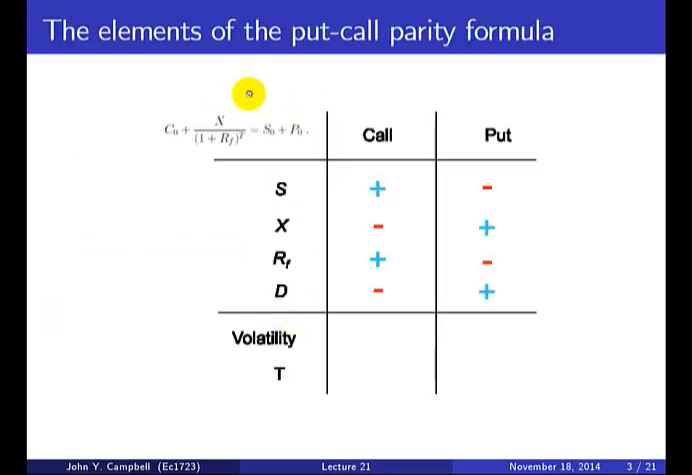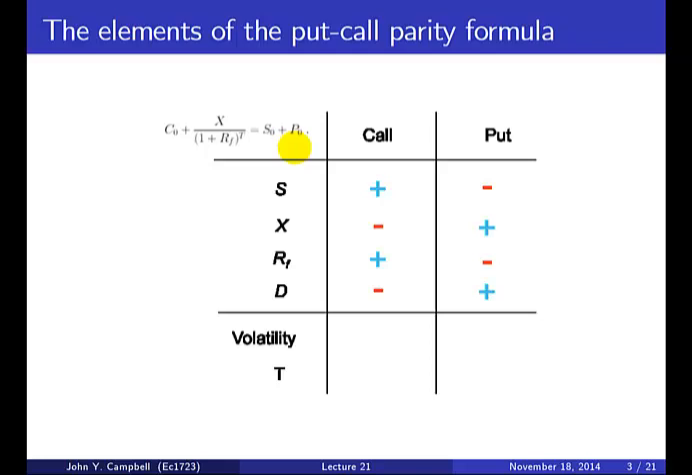So let's recall the elements of the put-call parity formula. I've written the formula up here on the left. It says that the price of a call plus the discounted exercise price has to equal the price of the stock plus the price of a put. And that's because call plus cash equals stock plus put in terms of final payoff.